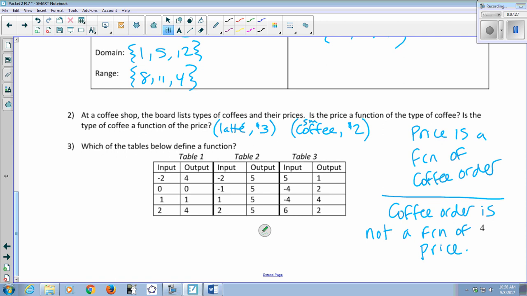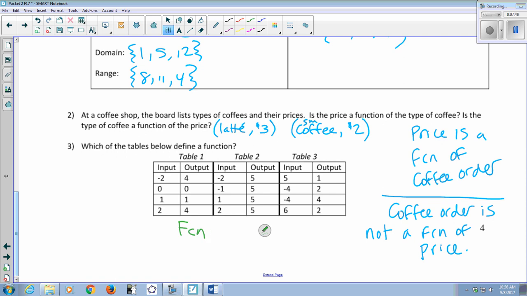Okay, next one. Which of the tables below defines a function? So table 1, I have inputs -2, 0, 1, and 2. And none of those inputs ever gets paired with more than one output. So this one is a function.